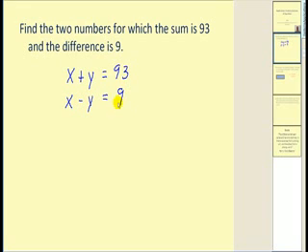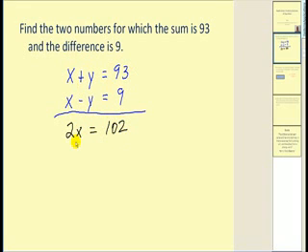Now here's our system of equations. Remember, we have a variety of methods for solving this, but what stands out for me is the elimination method. If we were to add these two equations together, notice the y terms are opposites. This would simplify to 0. Therefore, if we add x plus x, we'd have 2x. 93 plus 9 would give us 102. This will allow us to easily solve for x by dividing by 2. x is equal to 51.